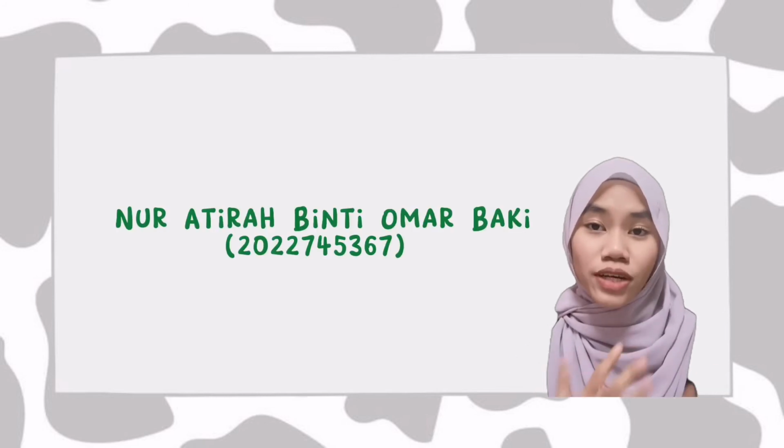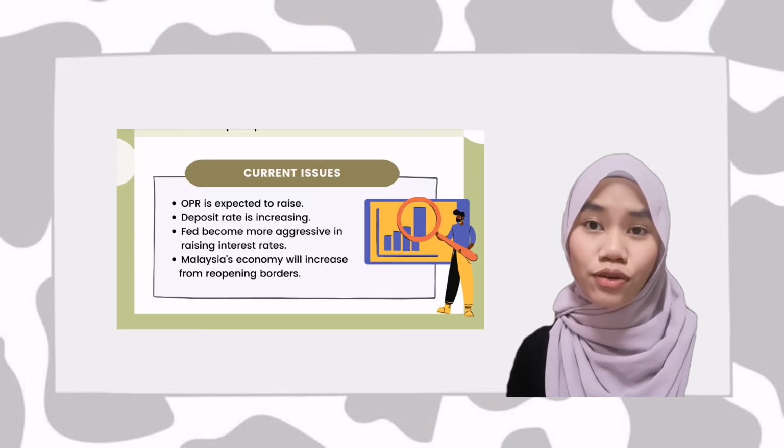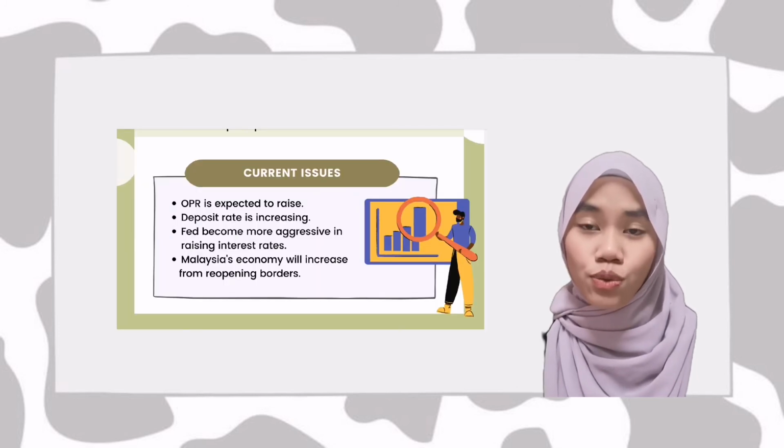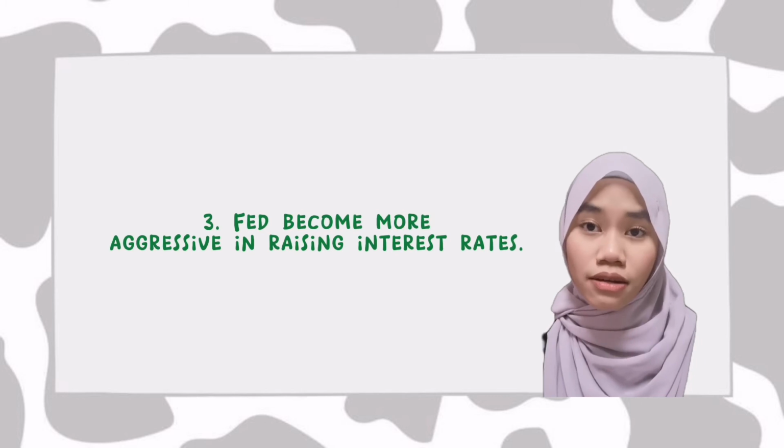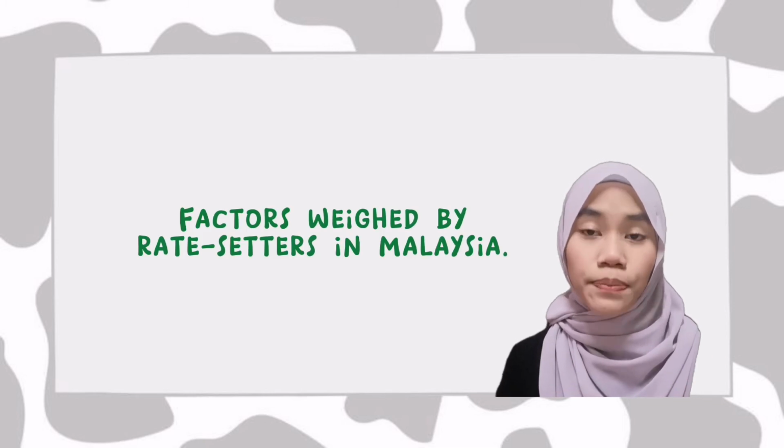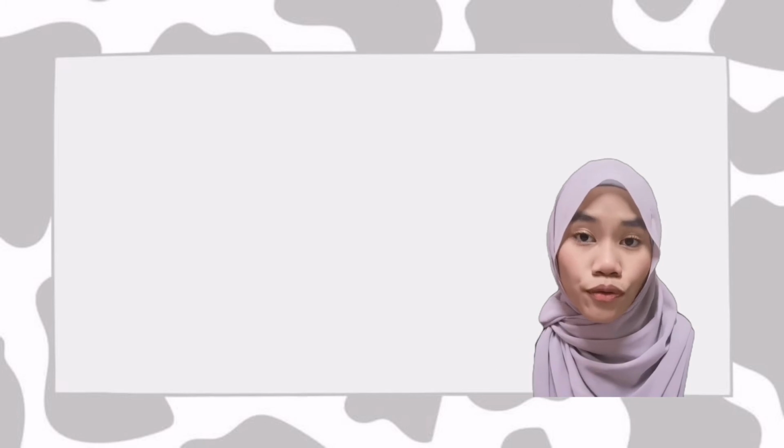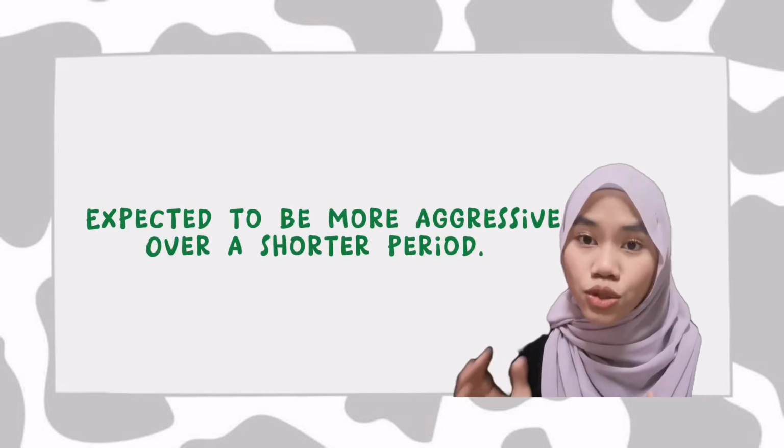Assalamualaikum and hi, my name is ATIRAH binti BAKI. Now I will continue with the third point of current issue, which is Fed become more aggressive in raising interest rates. With the aggressive of US normalization, it can be the factors weighted by rate setters in Malaysia. According to the statement, the risk of portfolio reversal that could weigh on ringgit is high, given that the coming US monetary normalization is expected to be more aggressive over a shorter period.